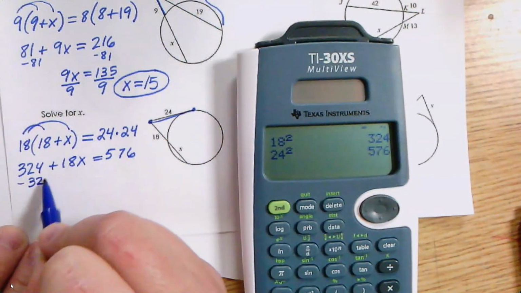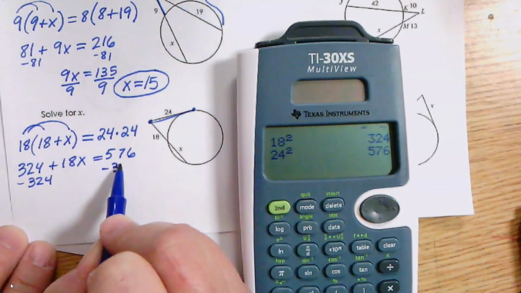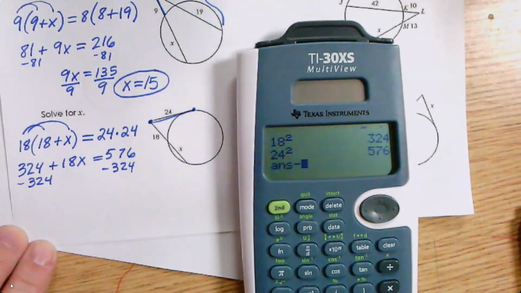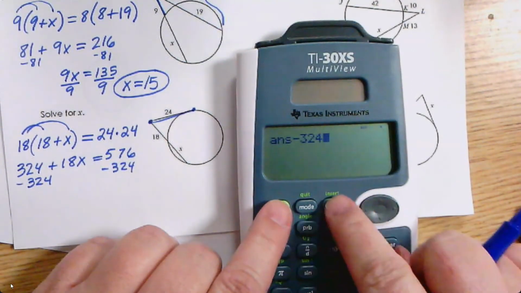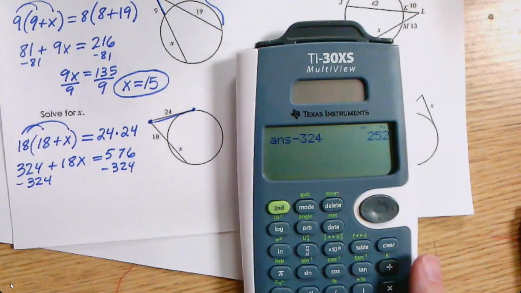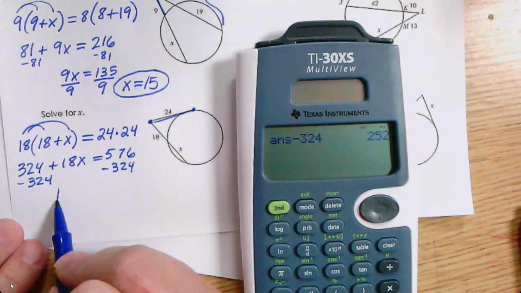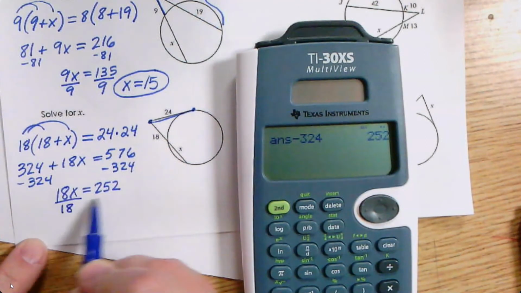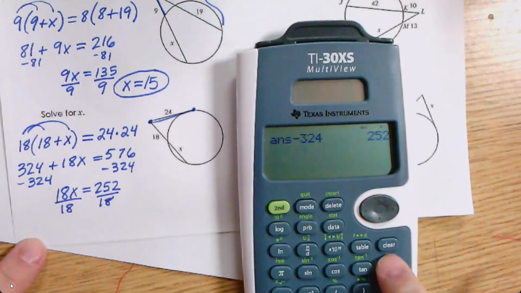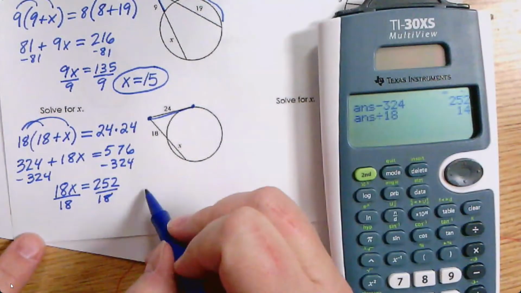Now I subtract 324 from both sides. Oops, did I mess up? Made some little extra sign there. There we go. 252. 18x equals 252. Divide both sides by 18 to get x alone. And I get 14. So x is 14.